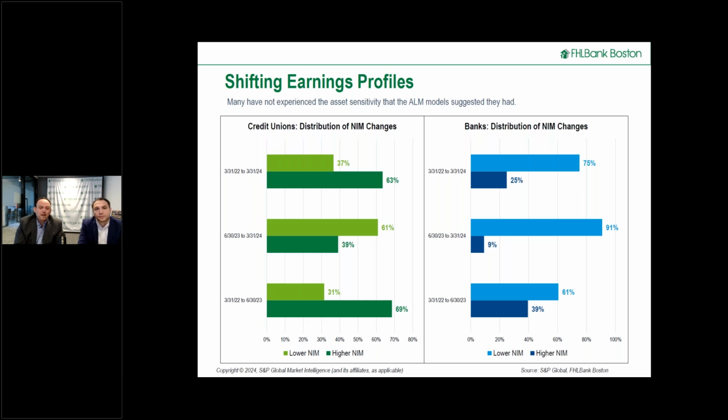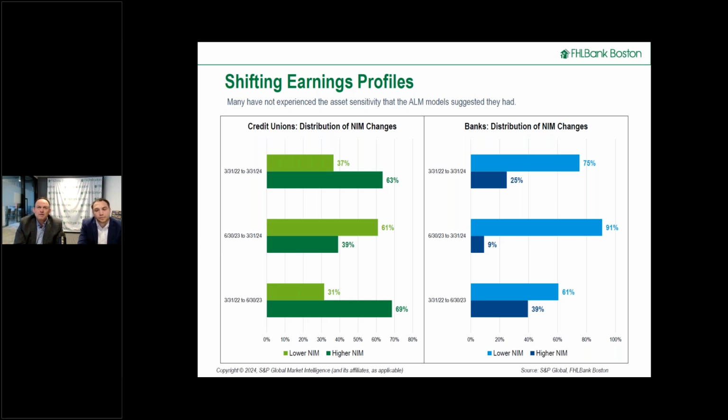So what has that meant for earnings profiles of community banks and credit unions? Here we're just looking at the distribution of changes in net interest margin in certain time periods. Starting at the bottom, that is the first portion of rising rates from March of '22, right before hikes began, to June of '23, when the Fed had done their last hike up until now.